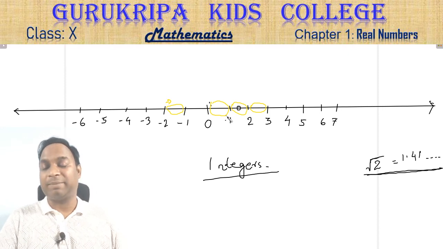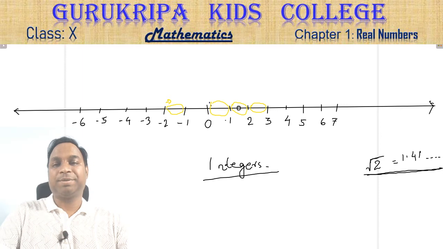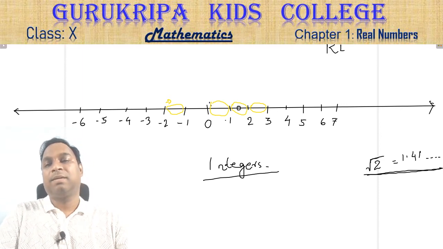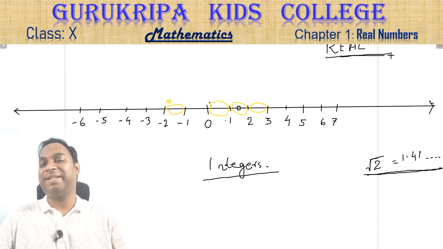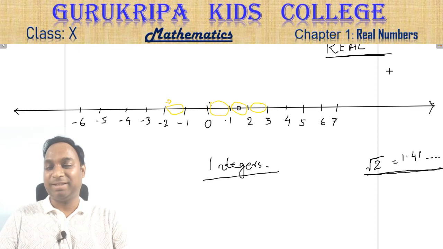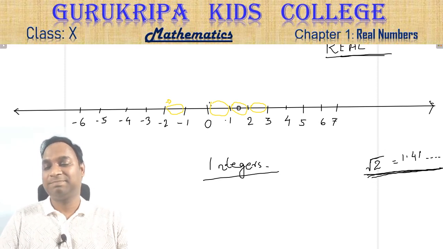That's where the name of the chapter becomes important. Real numbers. The name of the chapter is real numbers. It's not rational numbers, because we are not studying rational numbers now. We are studying numbers of this type which are not rational.